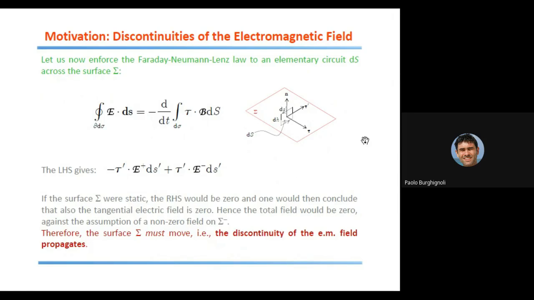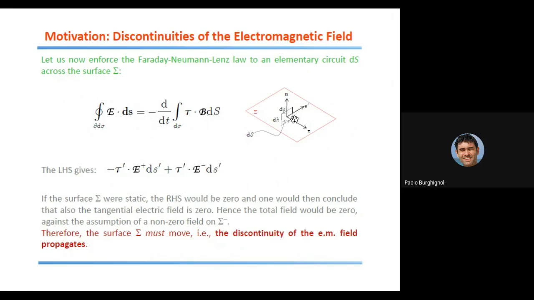Now look at what happens. If the surface sigma were static, that is, it doesn't move in space, then the right-hand side would simply be zero. Okay. And therefore, one would conclude, as a consequence of this equation here, that the tangential electric field has no component along tau prime, because basically E plus is equal to 0, as we know by assumption. So its tau prime component is equal to 0. And this equation here would tell us, when you equate this to 0, that also the tau prime component of E minus must be 0.